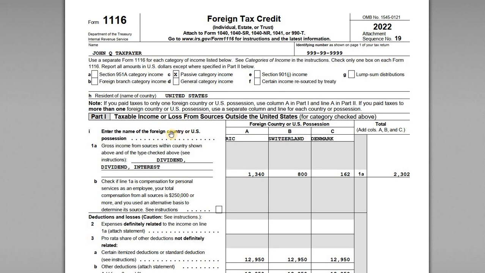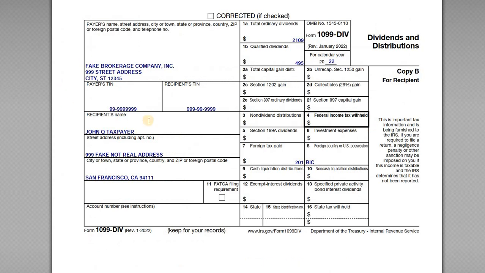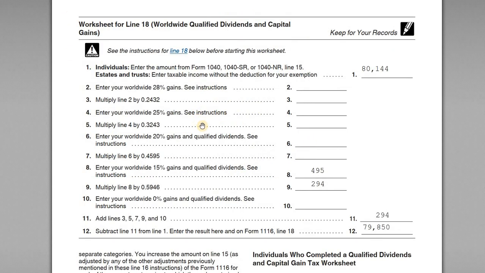So I've got the sample 1116 in front of us here. It also includes a Schedule B for the carryovers, and it is part of a full 1040. So we'll look at some of the other schedules in the 1040 that we need to cover. And then I do have a sample 1099-DIV here. This is the 1099 that John received from his U.S. broker.